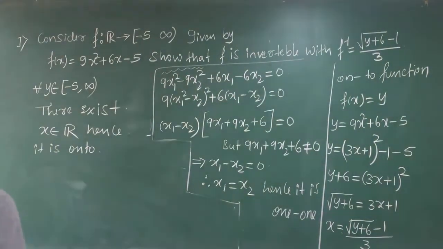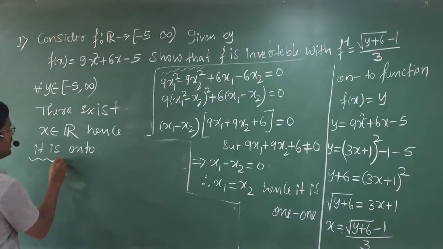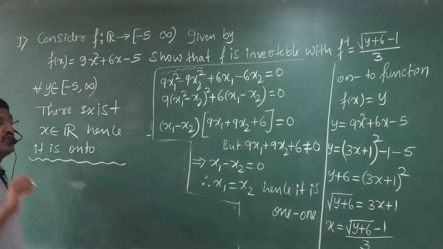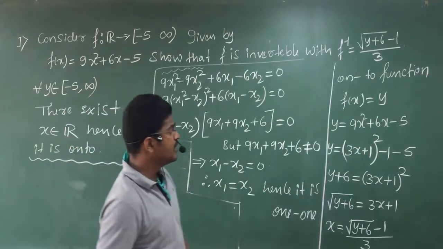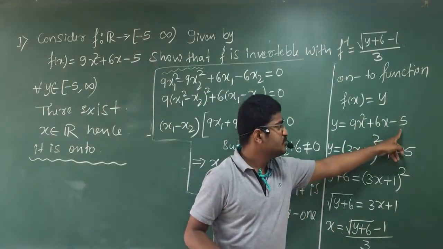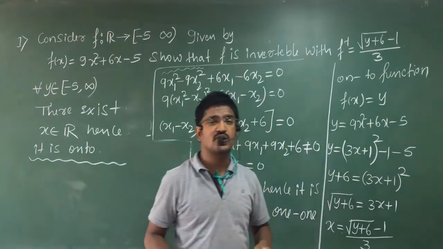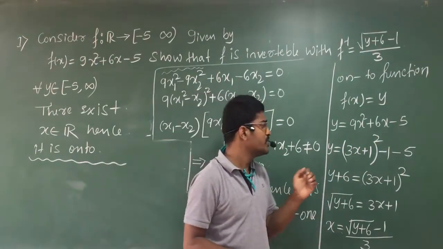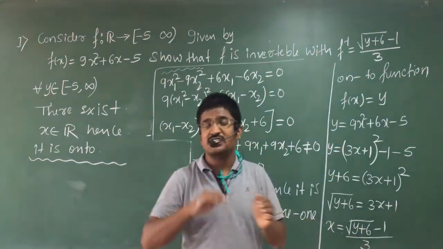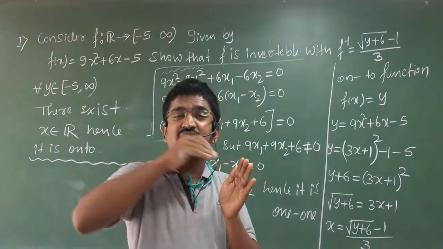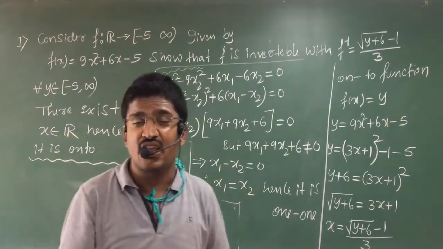So now, after getting onto function, you have to write inverse function. If you get any doubts here, you can clarify. 9x square plus 6x minus 5 has to be written as (3x plus 1) whole square. I think you are understanding this term because 9x square has to be written in the form of square. Clear? 3 square is 9. Are you getting my point?